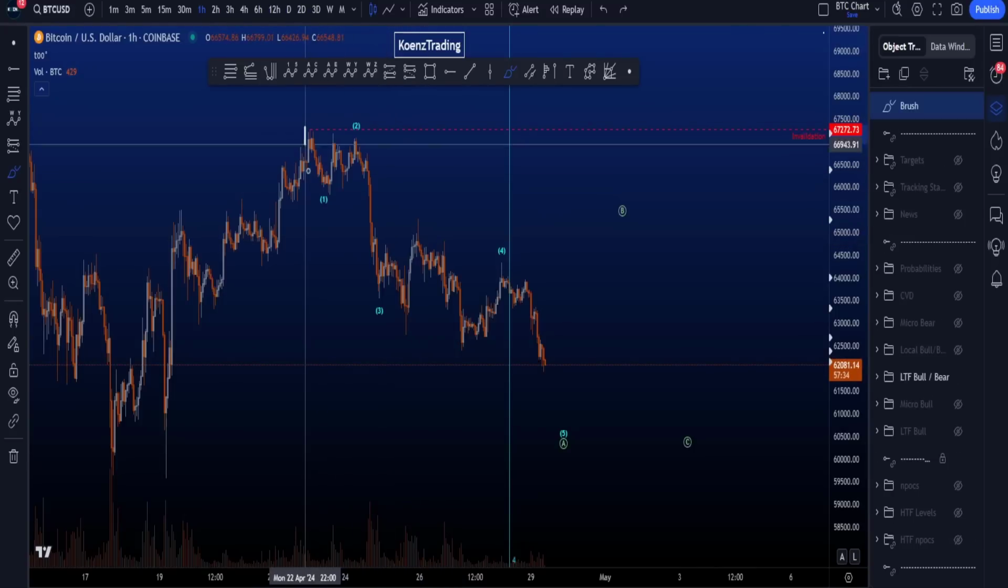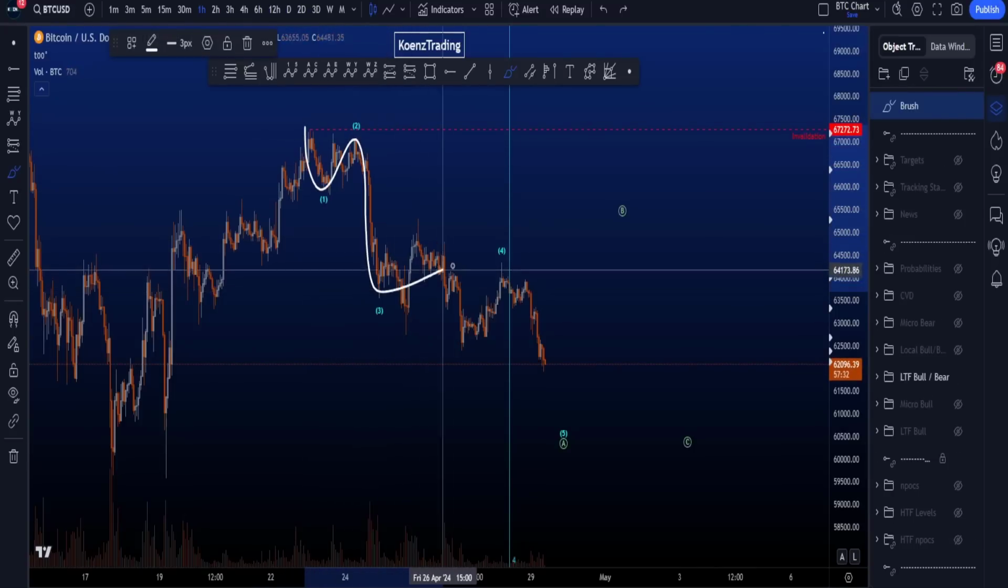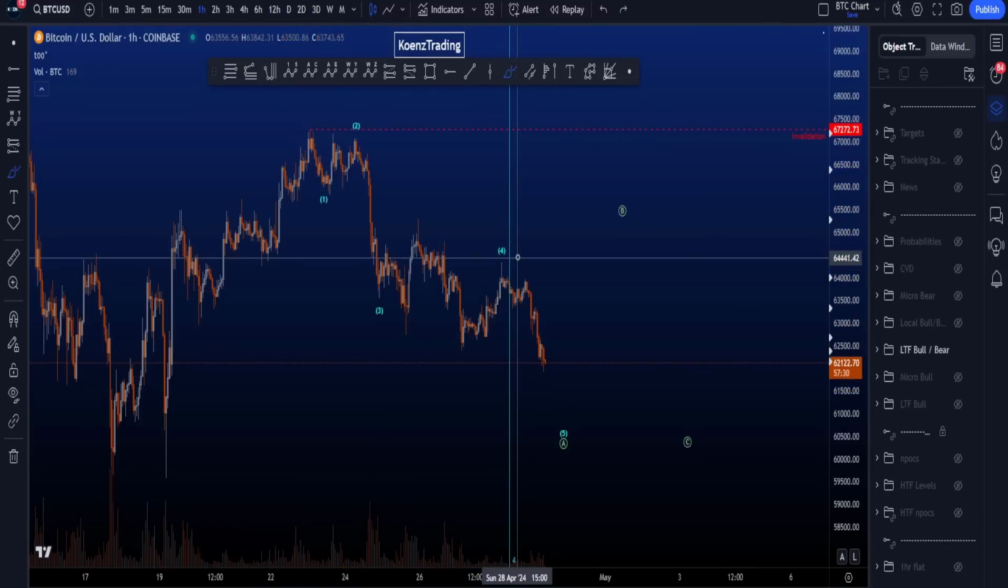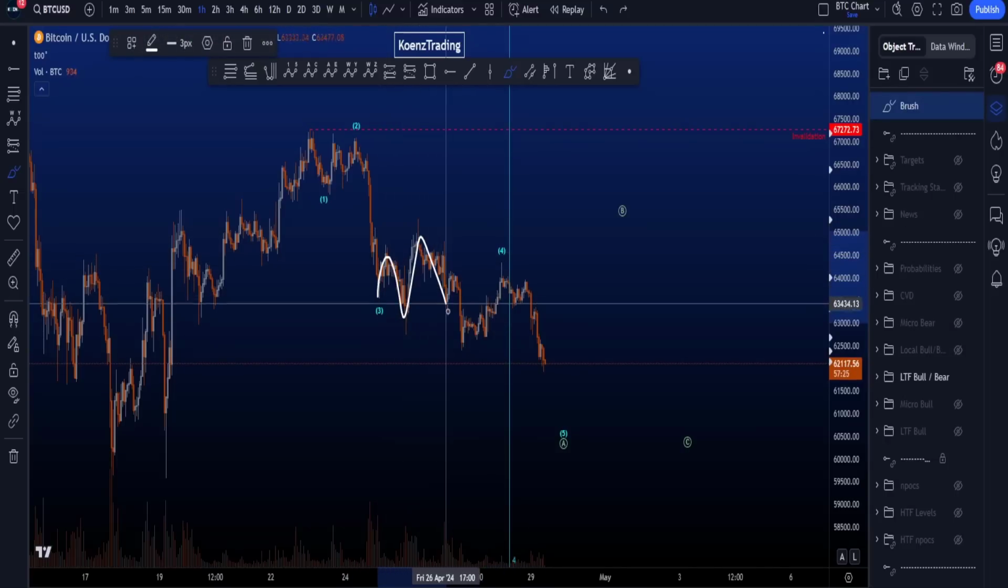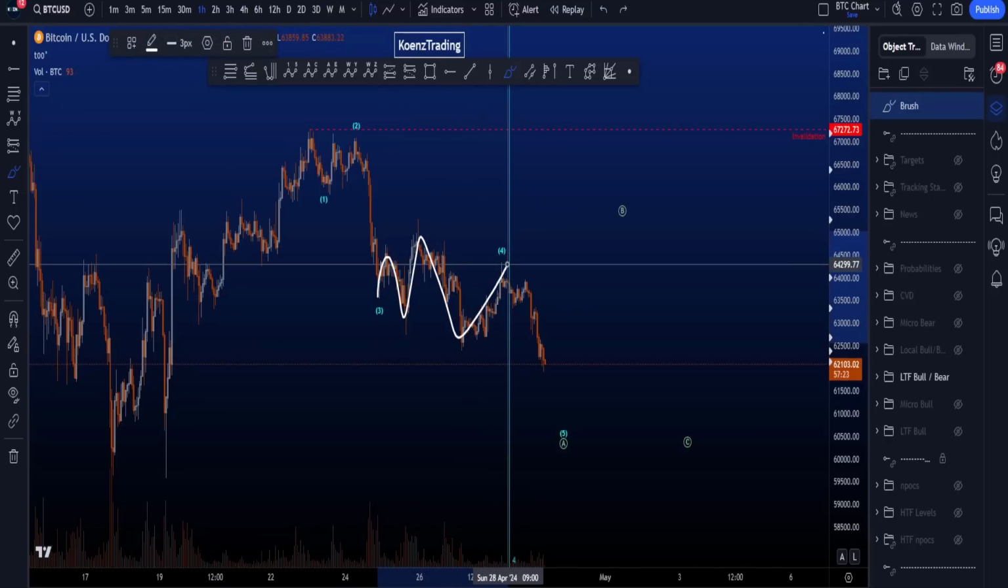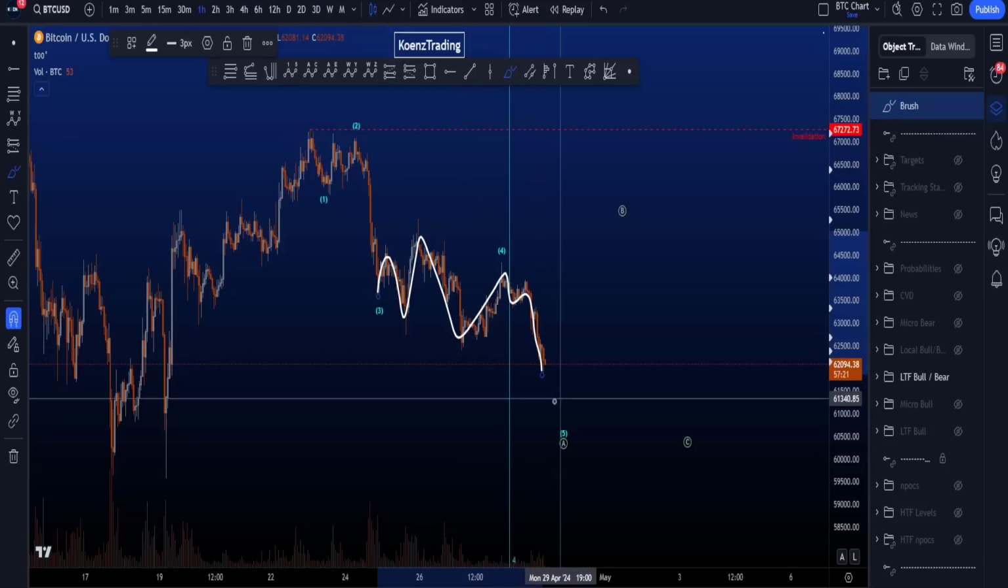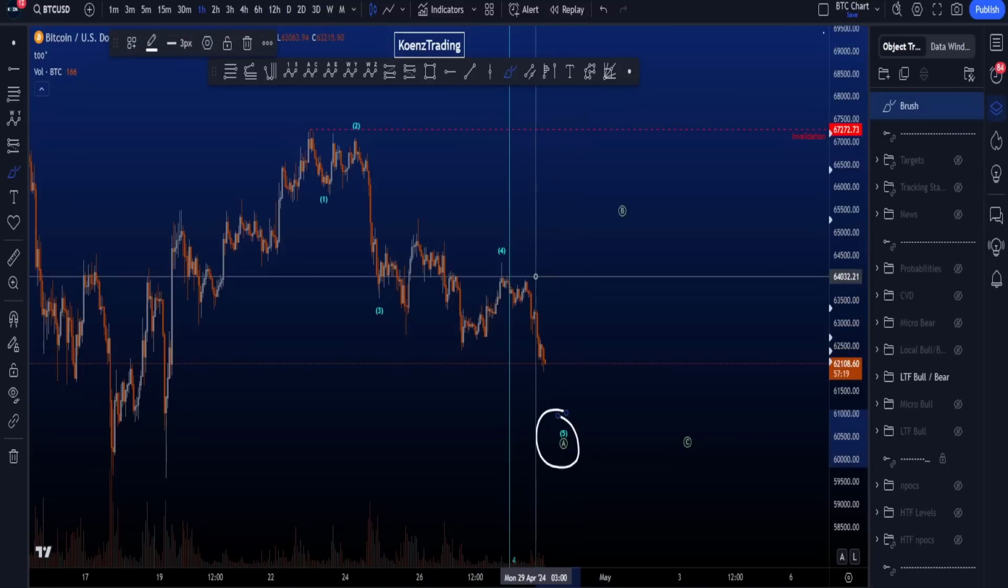Now here we then have a wave 1, 2, 3, sideways complex 4, and a wave 5. This wave 4 has an internal W being a flat, then we have X complex and Y being a zigzag, starting a new impulse to the downside to finish wave 5.